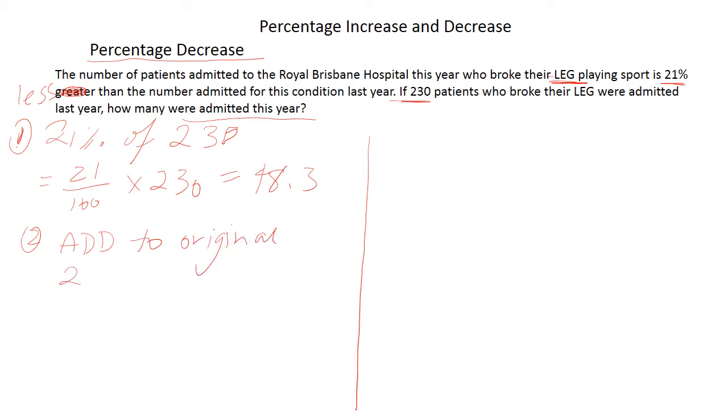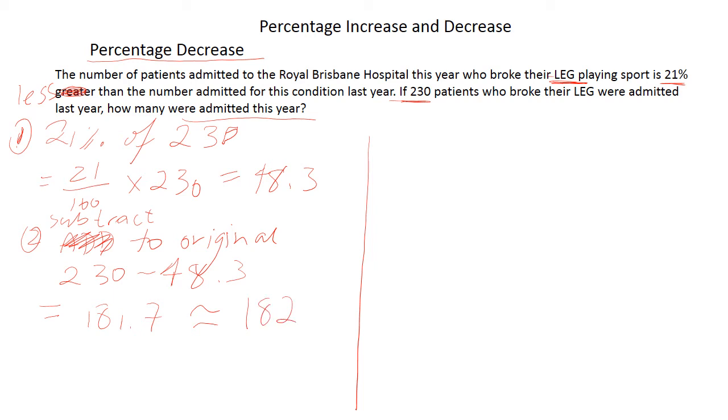So the original is 230. We subtract because we're looking at a decrease. So 230 take away 48.3 equals 181.7. Once again, this is the number of patients, so we're going to round it to the closest whole number, so that's 182.